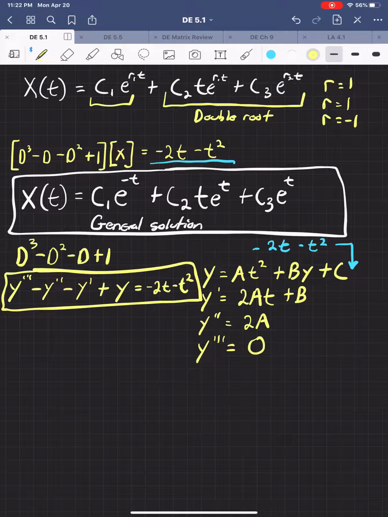Okay, so I think now is as good a time as any to take a break in this problem. When we come back, what you're going to see me do is plug in for y, y prime, y double prime, y triple prime, and then I'm going to try to figure out what a, b, and c have to be in order to make it equal negative 2t minus t squared. So that's where we'll pick up when we come back.